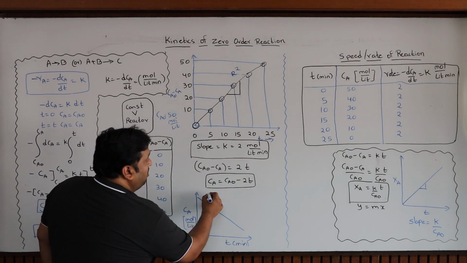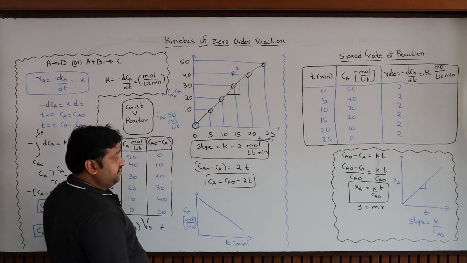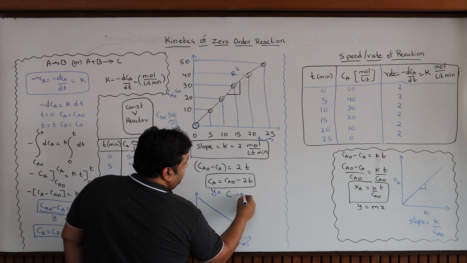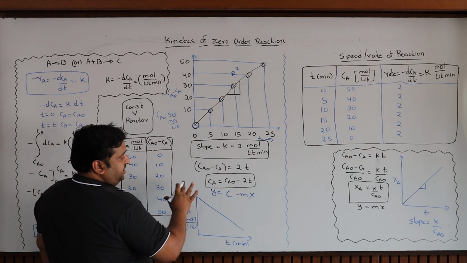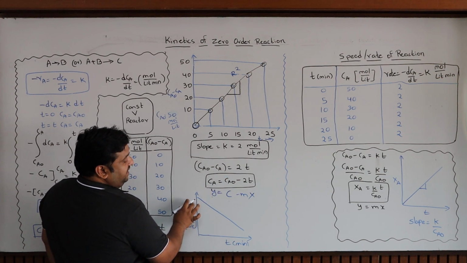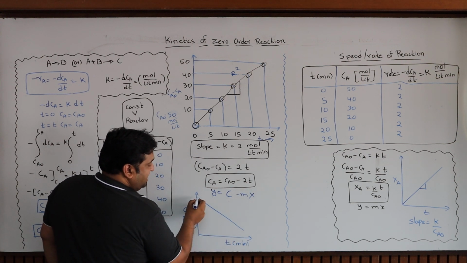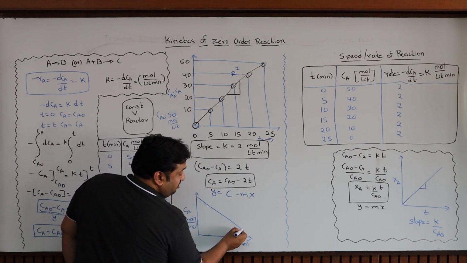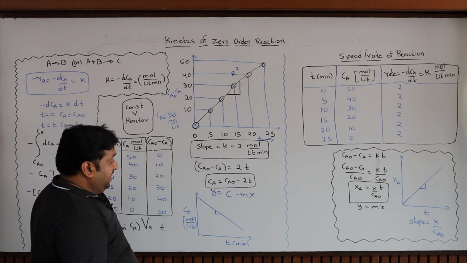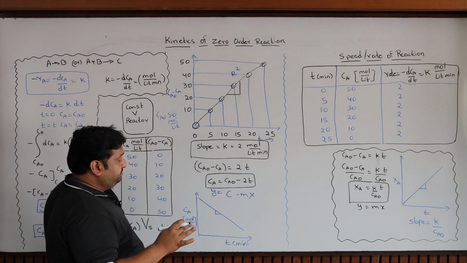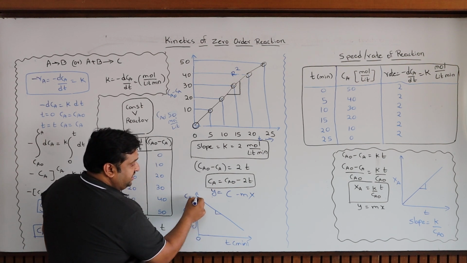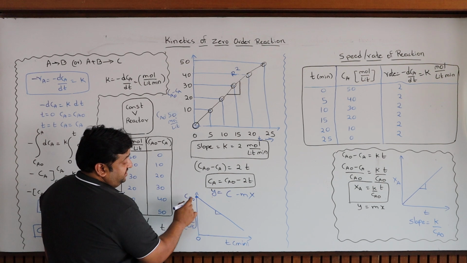What happens if I plot this equation, y equals c minus mx? It is a kind of line equation. If I plot concentration on the y axis and time on the x axis, I see a line with slope minus 2. This is a very important point: the line starts at CA0 here, because at 0 time the concentration of A is the maximum concentration, which is CA0.